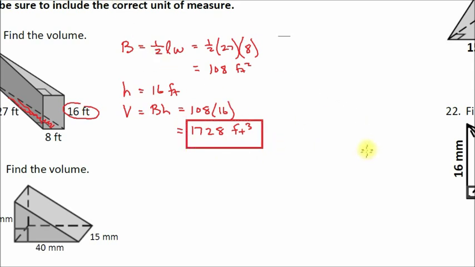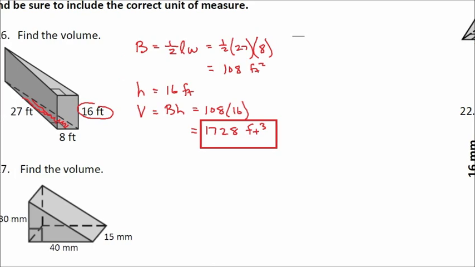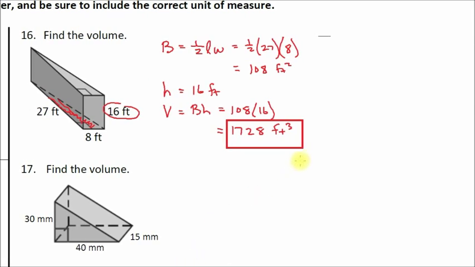Okay, so there is your reminder of how to find, sorry, I kind of cut off the triangle there, or cut off the prism there. Here's your reminder of how to find the volume of a triangular prism. Do number 17 and 18 on your own, and then start the video back up again and you can check your answers.